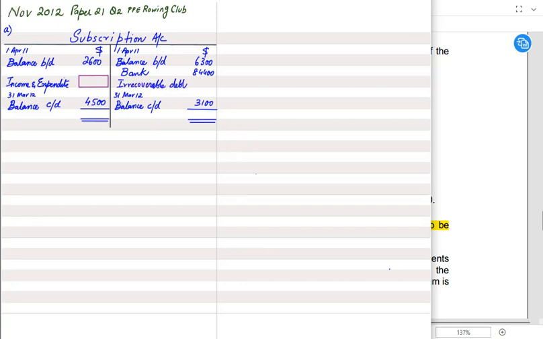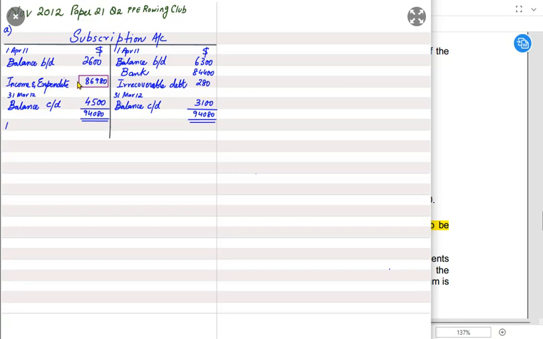Now the entry, beta, would be irrecoverable debt would be debited because it's an expense, and the subscription account needs to be credited. Okay. So now what we need to do, beta, is find this income and expenditure value. As you can see, the bigger side is obviously the credit side, because there is no missing figure on the credit side. We need to add up the credit side, and from this 94080, we need to deduct this balance BD and balance CD in order to find this income and expenditure value, that is 86980.